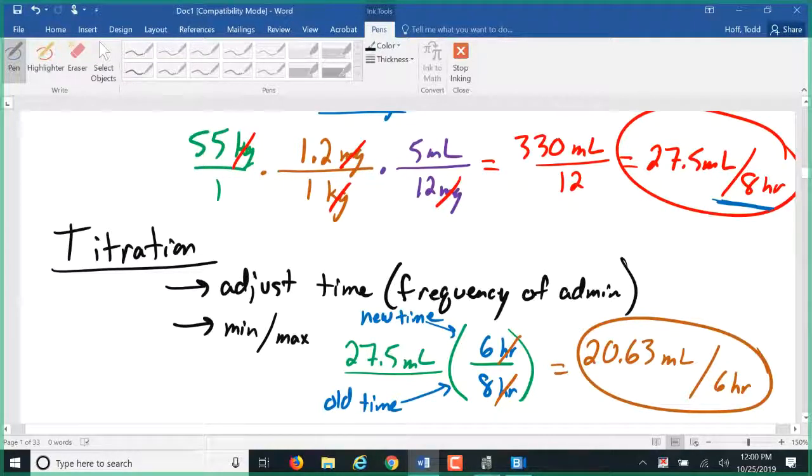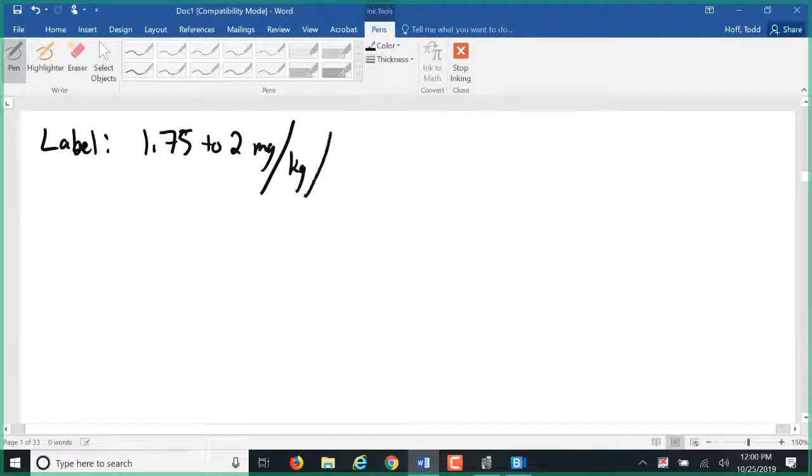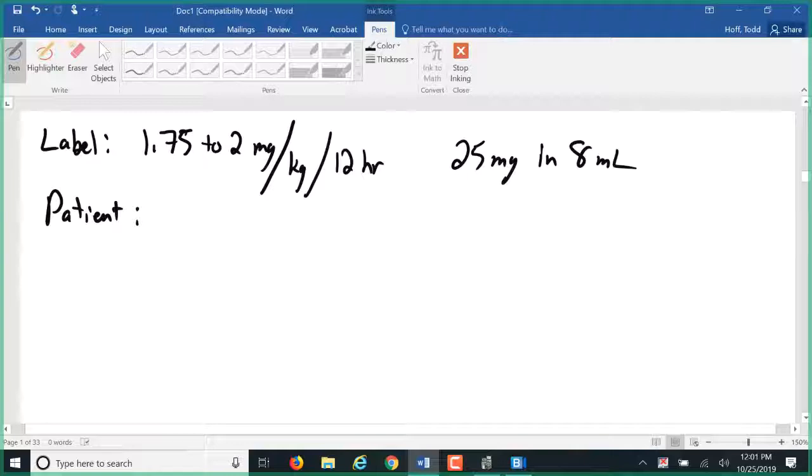Now, I mentioned another use for those titrations is if we're given a range of dosages. So if our label gives us something like 1.75 to 2 milligrams per kilogram per 12 hours. And the rest of our label tells us this is constituted 25 milligrams in 8 milliliters. Let's work with a patient who is 66 pounds. So as always, our first step, turn our pounds into kilograms. 66 pounds divided by 2.2 is 30 kilograms.